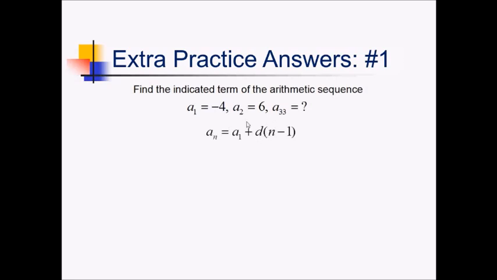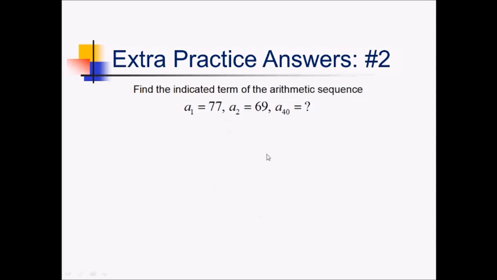For the d, we need to do 6 minus -4, basically figuring out what do I have to add to -4 to get 6, which is 10. So then we have -4 plus 10 times 33 minus 1. And let's see here. This is just going to be -4 plus 320, which is going to be 316.